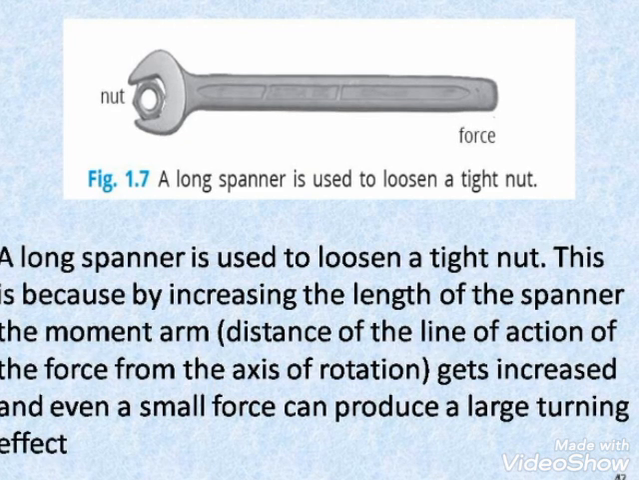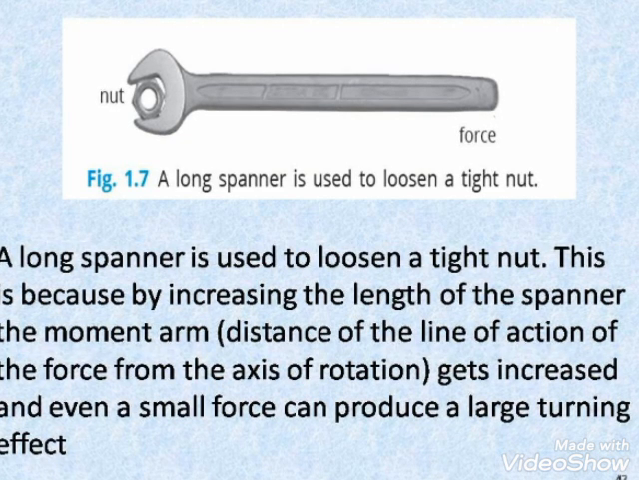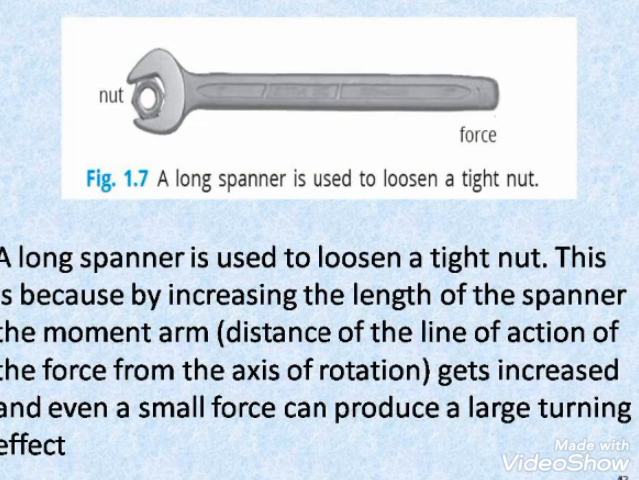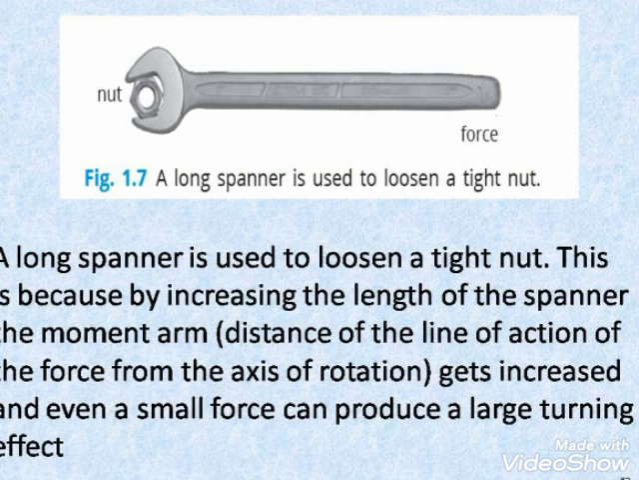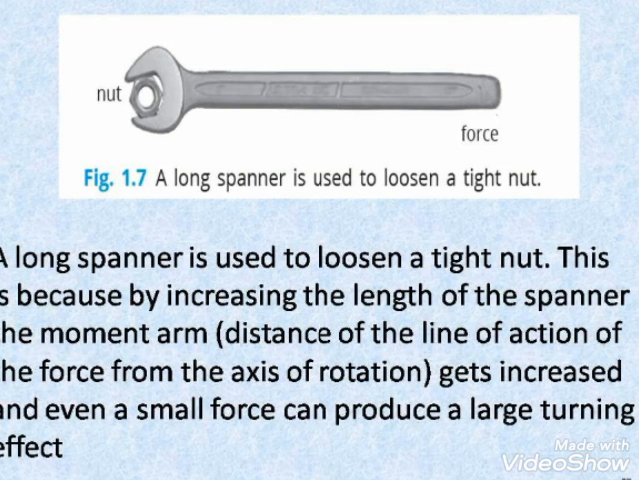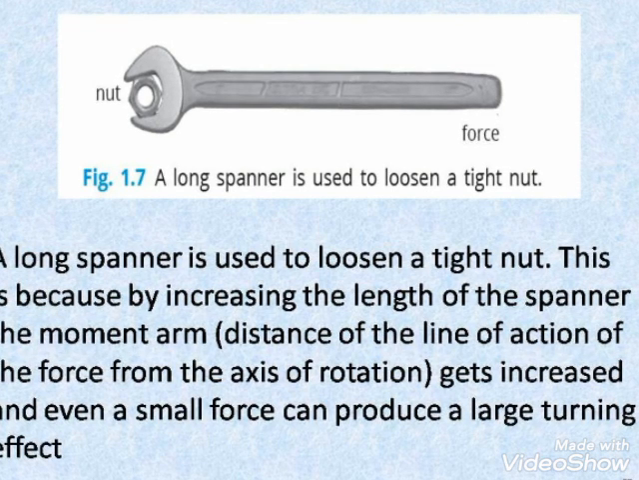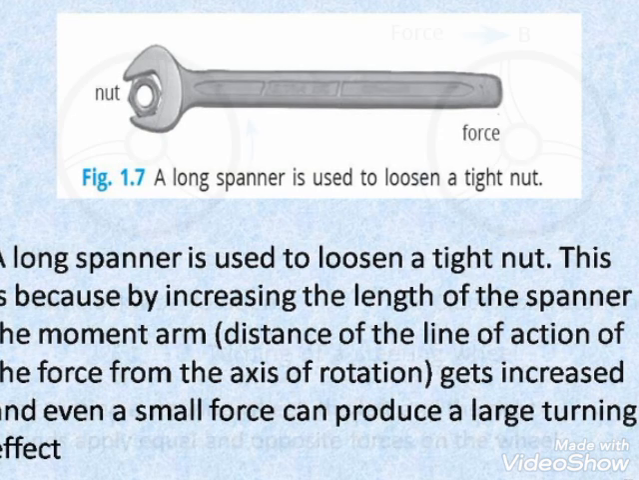This is because if I increase the length of the spanner, then the moment arm increases. What is moment arm? As I said, it is the distance from the point of application of force to the axis of rotation. It gets increased, so even if I apply a small amount of force, the turning effect will be more.